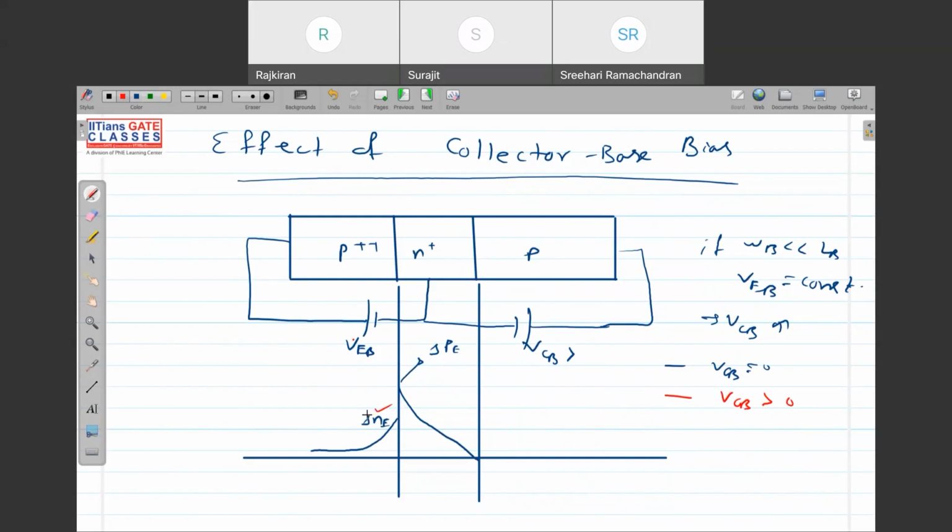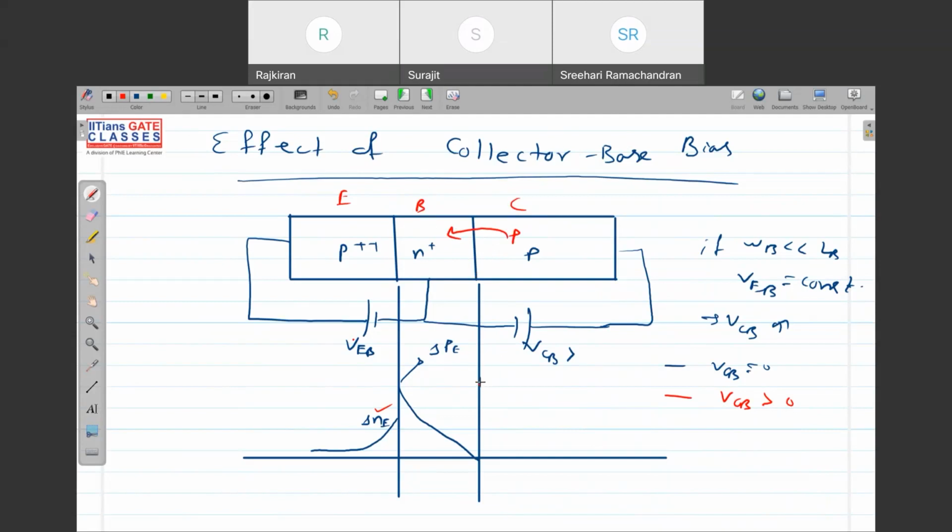So nothing will happen to del Np, and you see, since this junction is forward biased, it will emit holes. This is emitter, this is base, collector. So holes will be injected from collector to base, right or not? And electrons will be injected from base to collector. So first I will plot the electron profile like this.